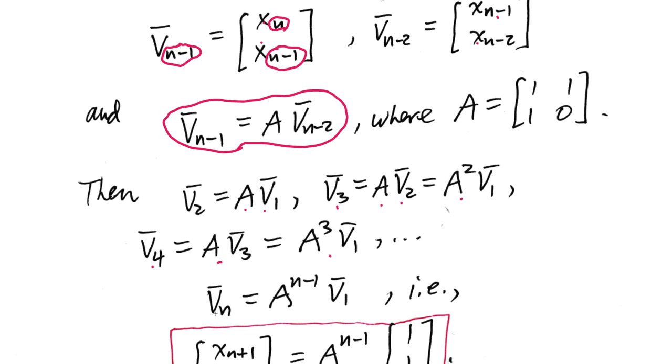What would V sub n be? V sub n would be A to the n minus 1 power. You can see the pattern forming here. It would be A to the n minus 1 power times V sub 1.